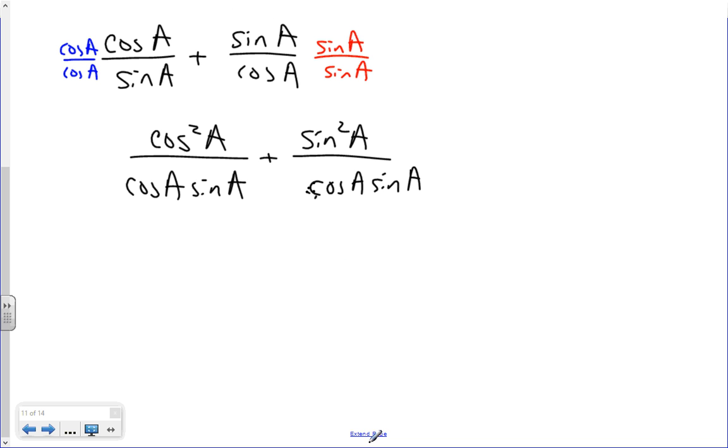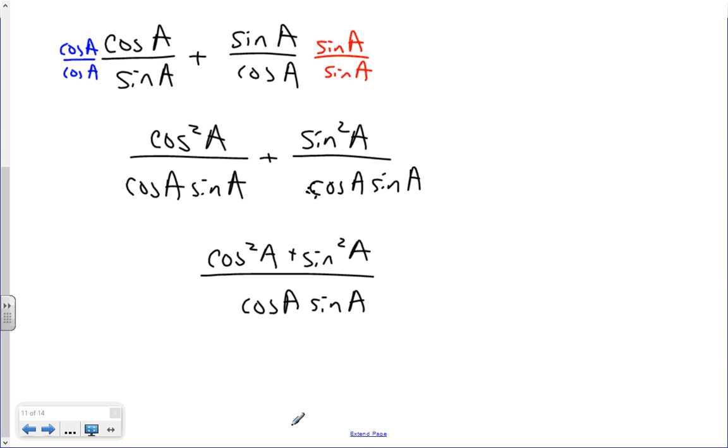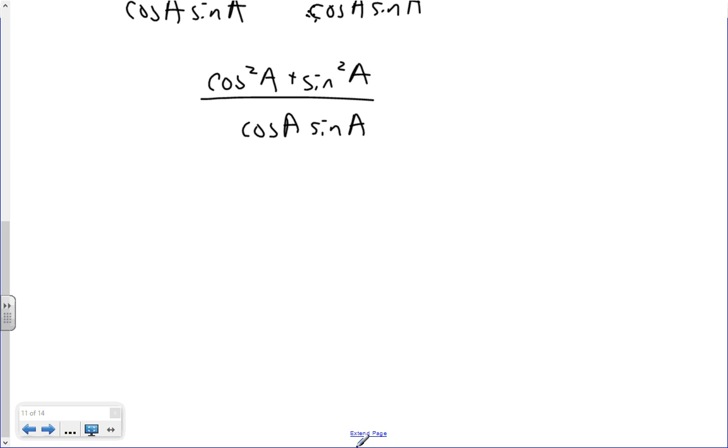All right, so now that we've got a common denominator, we can go ahead and add these together. We've got cosine squared of A plus the sine squared of A in the numerator, and that's all divided by the cosine of A times the sine of A. That numerator turns out to be pretty nice because that's my Pythagorean property. Cosine squared of A plus sine squared of A is better known as 1. So let's replace the numerator with 1. I have 1 over the cosine of A times the sine of A.